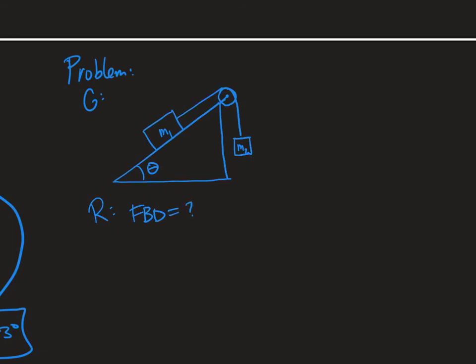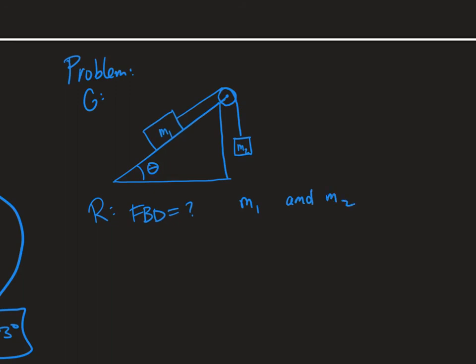I'm just doing this because I want y'all, when you leave this class, to be able to draw free body diagrams like it's nobody's business. I don't even know what that means, like it's nobody's business. But let's make it nobody's business. In this case, I want a free body diagram of M1 and M2.